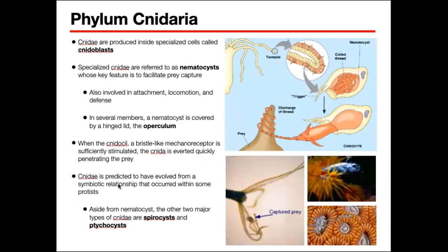And phylum Cnidaria, they have these cnidae that's produced inside the specialized cells we call the cnidoblasts. Okay? Yung specialized cnidae na to are referred to as nematocysts, okay, yung stinging cells na sinasabi natin, no? Wherein yung kanyang key feature is to facilitate the capture of their food. Okay? Particularly for sedentary and sessile na cnidarians. But for motile na cnidarians, they can also be used for locomotion and also for defense.